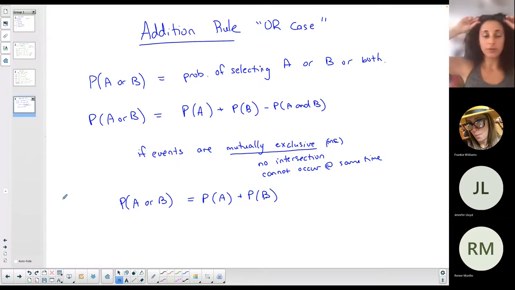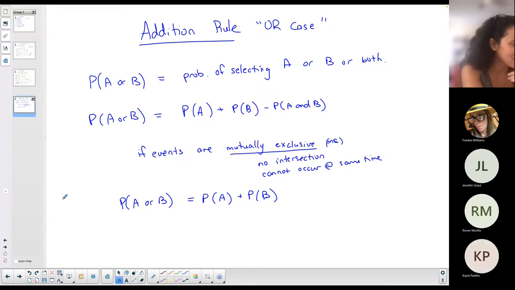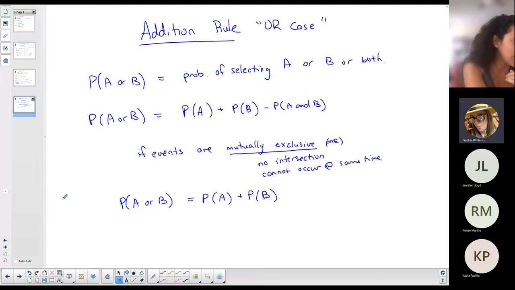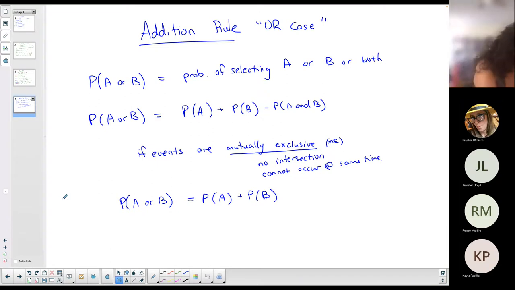So I'm going to do a few examples with this OR case. You're going to see typical stuff like a deck of cards. I'm going to do a deck of cards. Yeah, let's do a couple. Okay. Just looking at some of the stuff that you have to do. All right, cool. So are we cool?